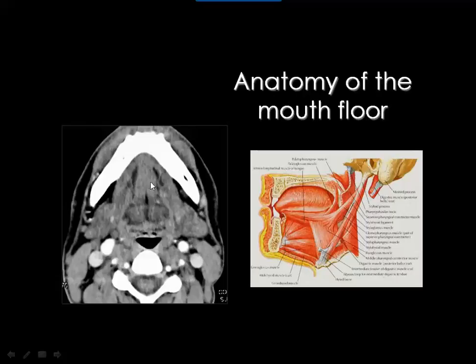It lies in the mouth floor. This is the genioglossus muscle. It is attached to the base of the tongue posteriorly, and anteriorly it is attached to the back of the mandible. The genioglossus muscle, or GG, is separated from the opposite GG by this very important midline fatty septum, or fat plane.